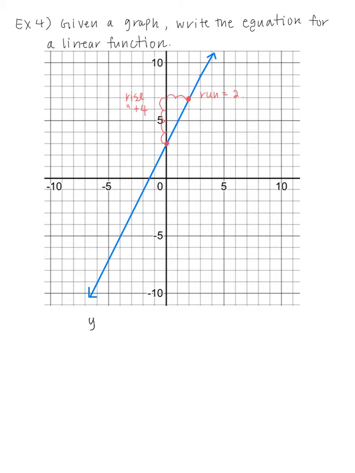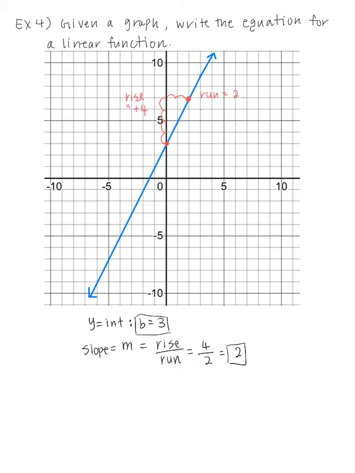Let me just write y-intercept. This is b equals 3, right? And then our slope, which is m, is rise over run, which is 4 over 2, which is 2. Let me just box that. So now we have the slope and we have the y-intercept.